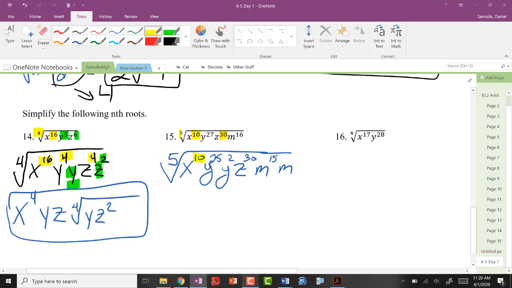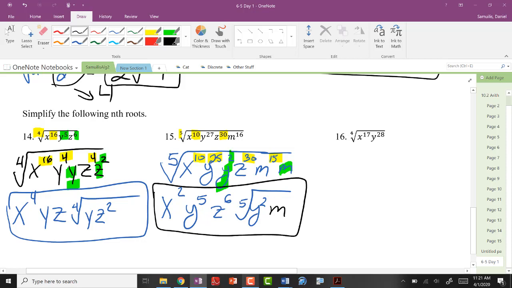So what can come out? x to the 10th, y to the 25th, z to the 30th, m to the 15th. What's going to stay in? This guy and this guy. So our final answer, x squared, y to the 5th, z to the 6th, 5th root, y to the 25th, or no, I'm sorry, not y to the 25th, y squared. Get rid of that 5 there. There we go. y squared and m. So x squared, y to the 5th, z to the 6th, 5th root of y squared m.